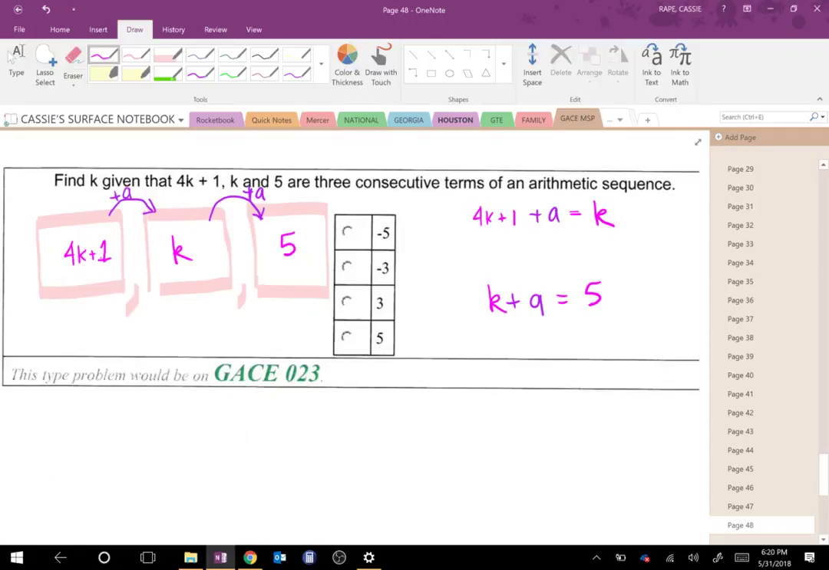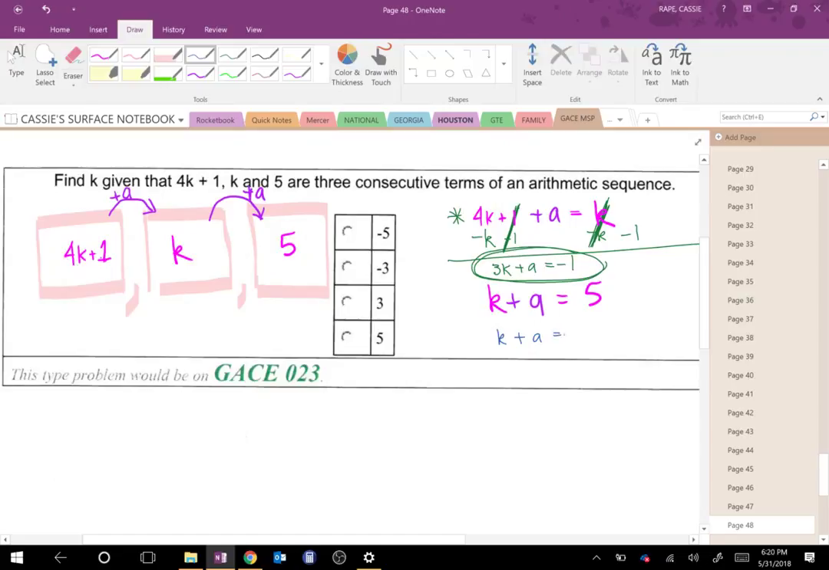So what I'm going to do is, I'll do this top equation in green. 4k plus 1 plus a equals k. I've got k's on both sides, so I'm going to subtract k from both sides. I'm also going to subtract my constant and get it over there all by itself. So the k's on the right-hand side cancel, and I end up with 4k minus k is 3k plus a equals -1. That's my first equation. My second equation is already cleaned up. My second equation is just k plus a equals 5.